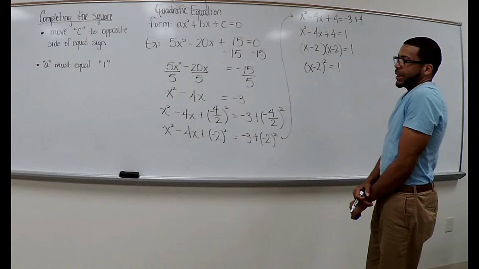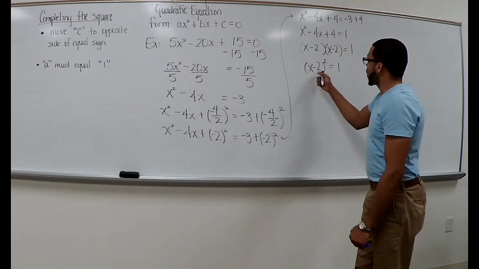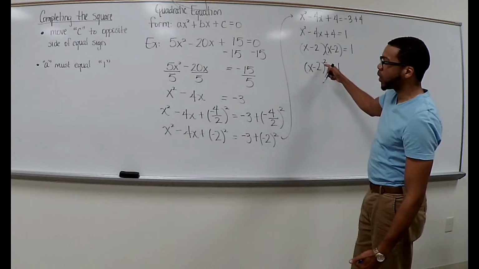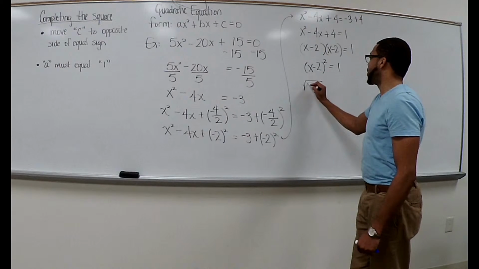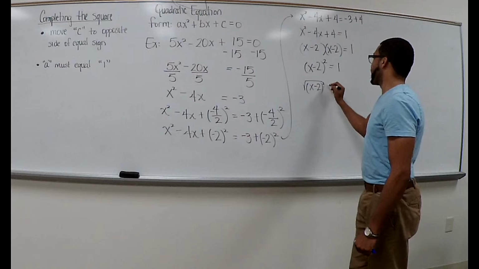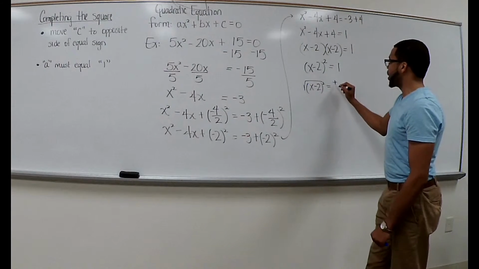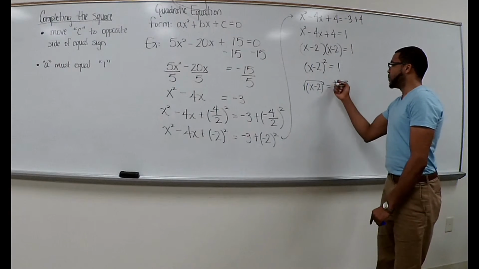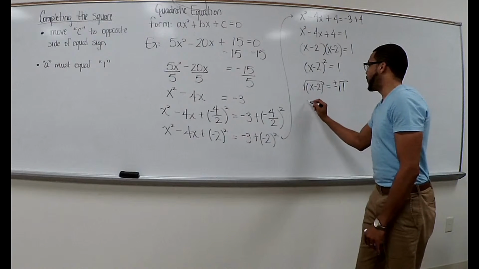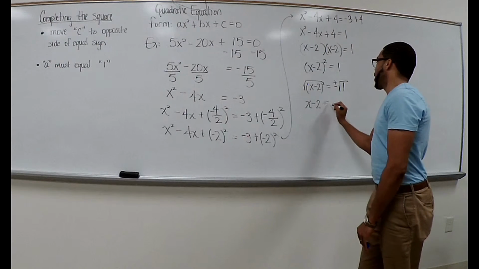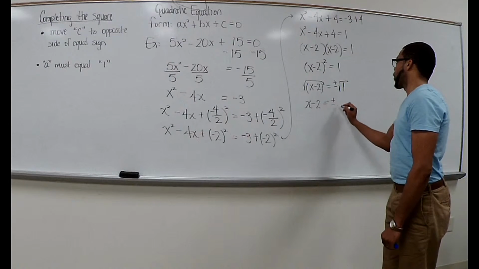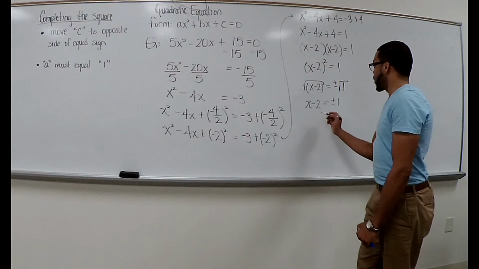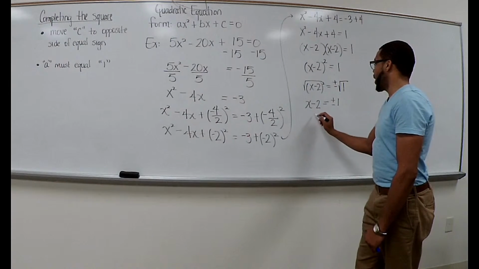Now we'll apply the square root method. We want to undo this expression. And in doing so, if we want to undo this square power, we have to take the square root of each side. Equals plus or minus the square root of 1. This is magic, okay? So we have x minus 2 equals plus or minus 1. Solving for x, we're going to go ahead and add 2 to each side.